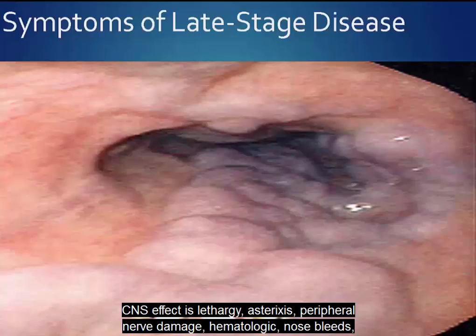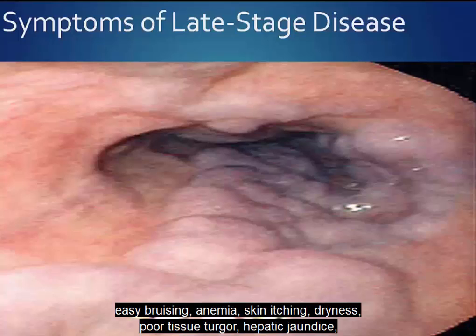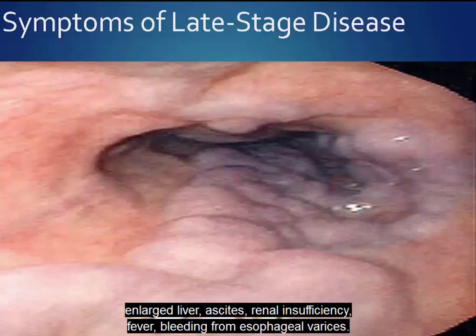Hematologic: nosebleeds, easy bruising, anemia. Skin: itching, dryness, poor tissue turgor. Hepatic: jaundice, enlarged liver, ascites, renal insufficiency, fever, bleeding from esophageal varices.